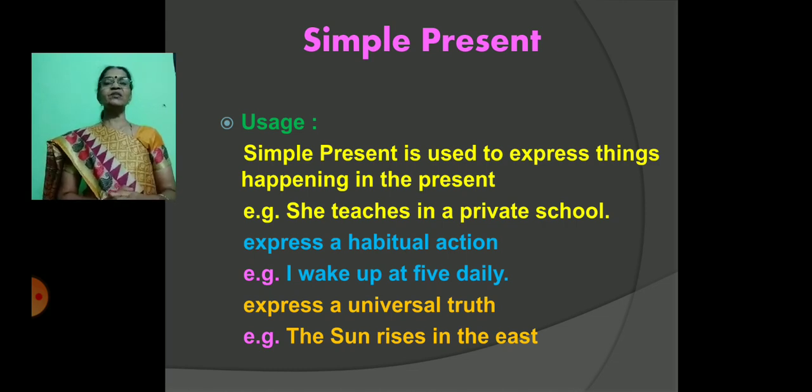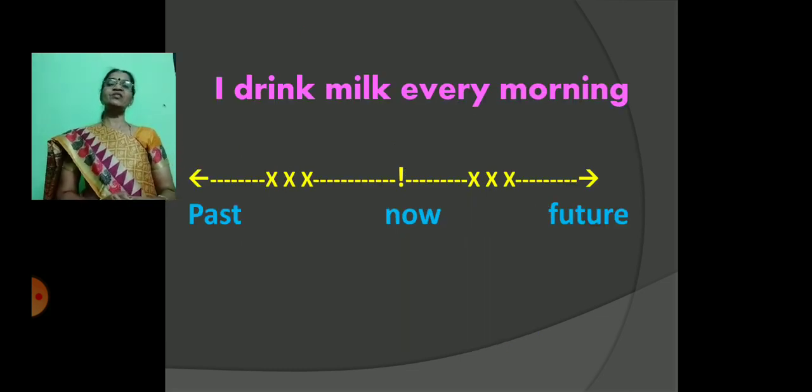Next, the third one is, it is used to express a universal truth or a universal fact which you can't change. The sun rises in the east. Another example, the earth is round in shape. So this is how you use it for universal truth.